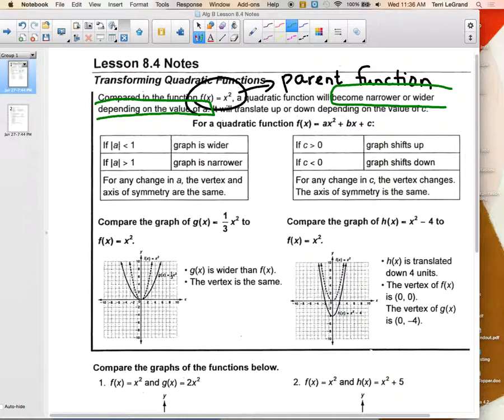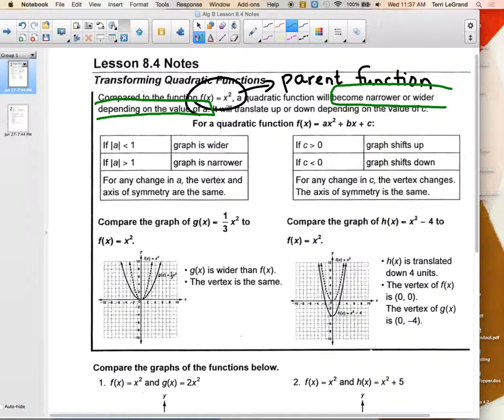And then the other types of transformations, there's more than the two that we're going to talk about, but we're only going to talk about these two. What does the a do to its width? And then the other transformation we're going to talk about is translating. Does anybody remember what a translation is? Cameron? Moving the graph down an axis or across an axis.